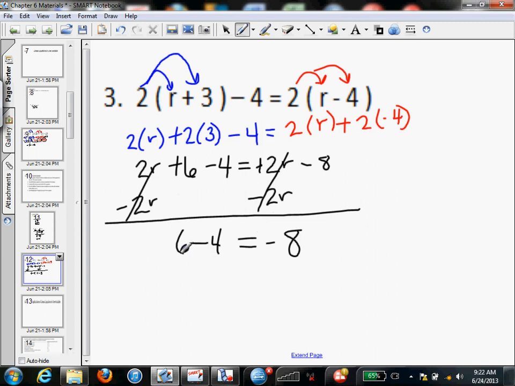And what happens when we simplify? 6 minus 4, that equals 2, equals a negative 8. And does 2 ever equal a negative 8? No. So that is a false statement, meaning this has no solution.